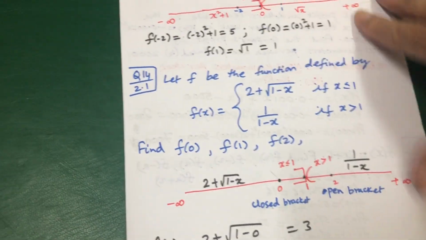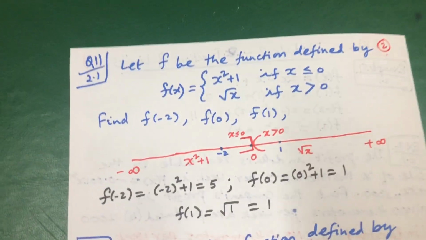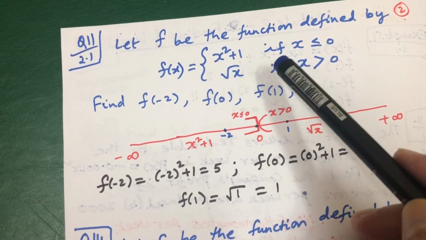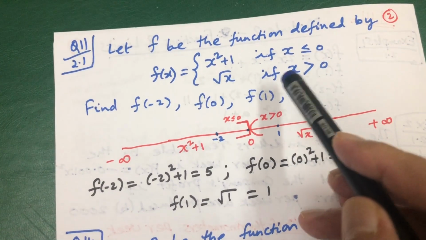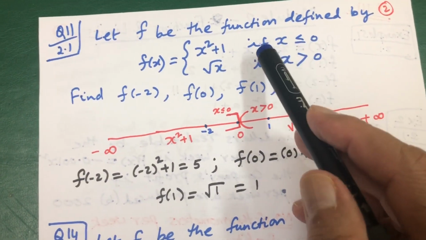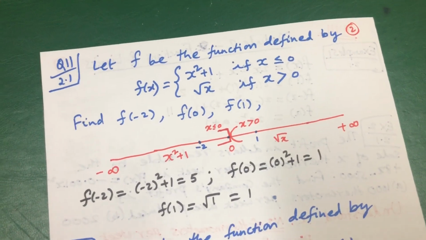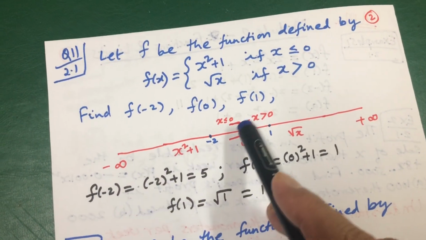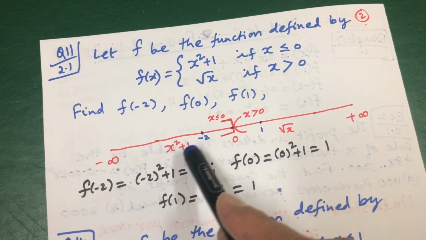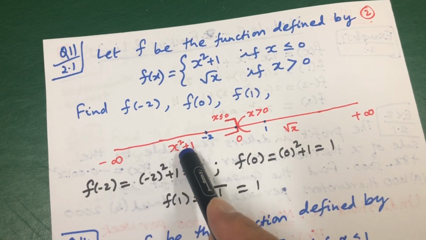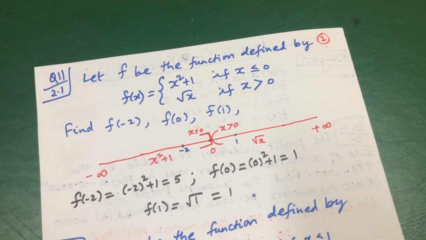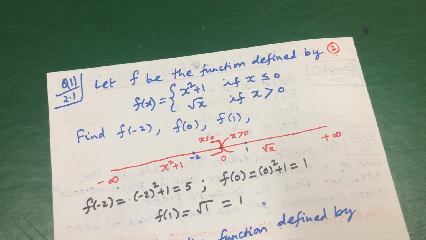f(x) be the function defined by f(x) is equal to x square plus 1 if x is less than or equal to 0, and root x if x is greater than 0. How to understand this function? This is called a split function. What do you mean by split function? Up to 0, the function will take one value. After 0, the function will take another value. Where is the split point?